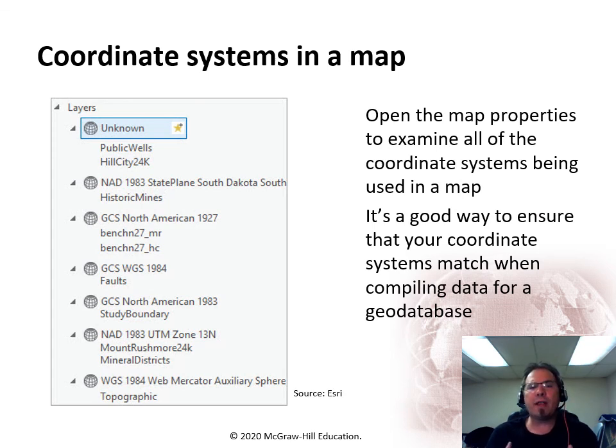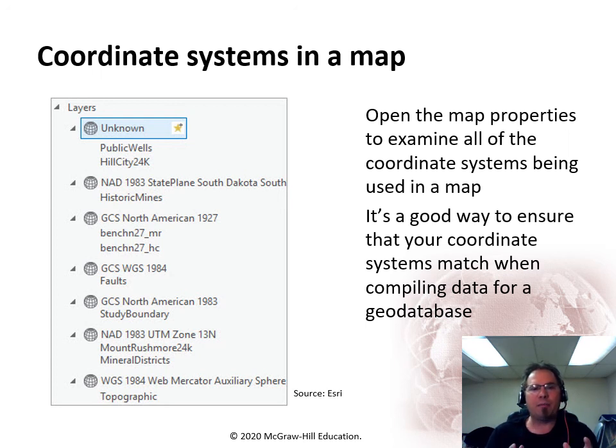So when you're looking at the layers in your map, you can look at the coordinate systems in the map properties to examine everything that's going on there. This is actually a newer feature for ArcGIS Pro. I haven't really used this a ton myself because I have a tendency to keep track mentally of where things are. But you can see in the picture on the left here that this particular map has several layers.